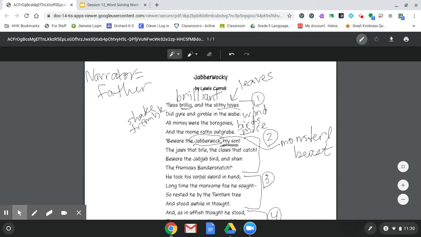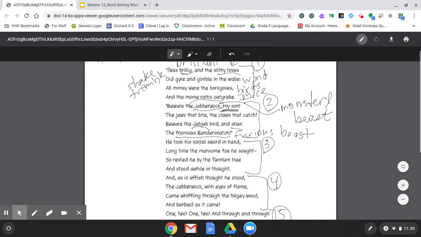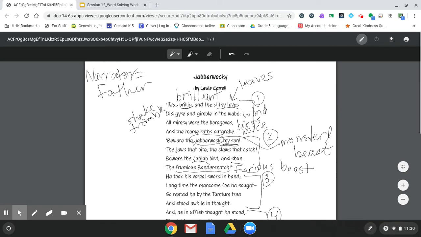The jaws that bite, the claws that catch. Beware the Jubjub bird. So some type of bird. And shun the Frumious Bandersnatch. Maybe like some type of other furious beast. Frumious makes it sound like furious. All right. So fantasy readers, do you see what I'm doing here?